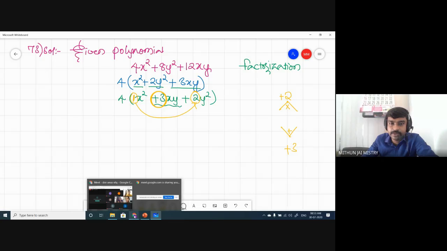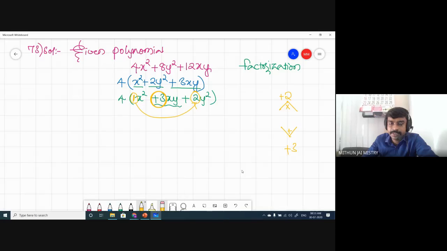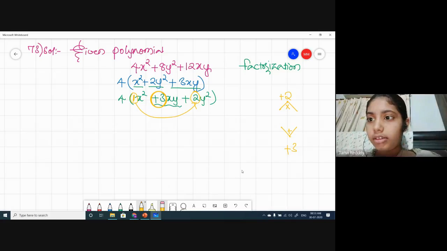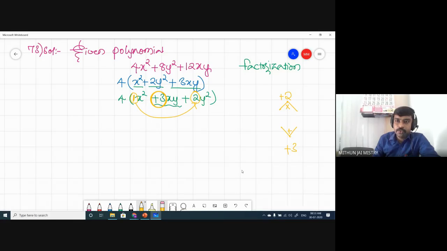Can you identify the two numbers? Sir, 2 and 3. 2 and 1. 2 and 1 is the correct answer. Very good. Because 2 into 1 is 2, and 2 plus 1 is 3. So what are the two numbers which we want? They are 2 and 1. So this is what we call splitting.